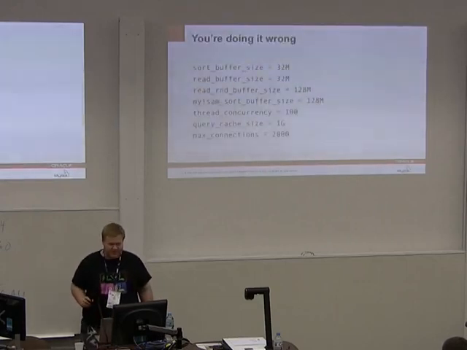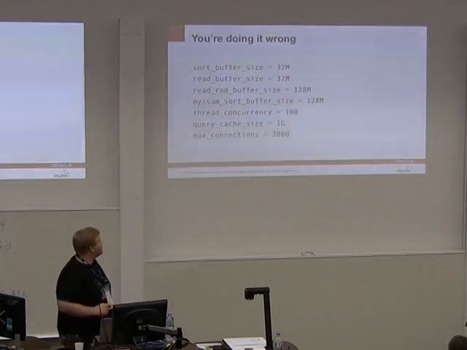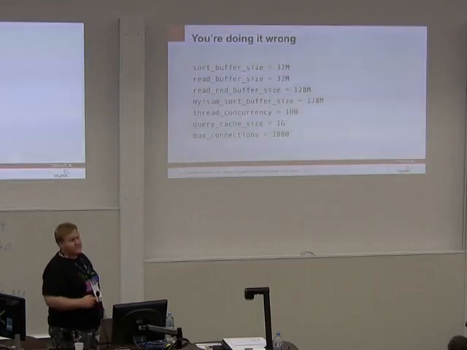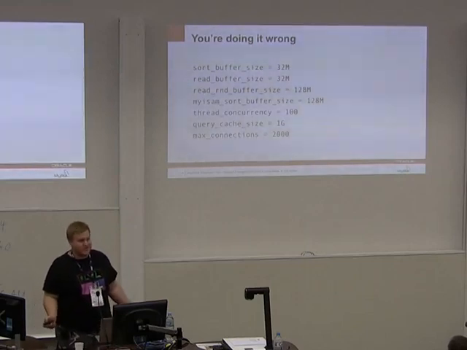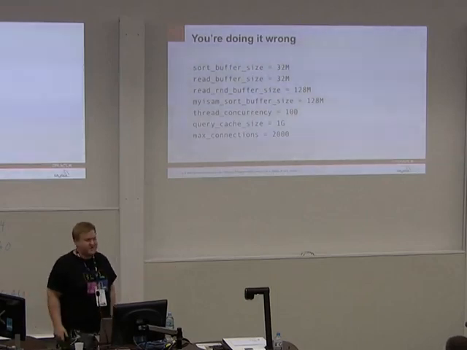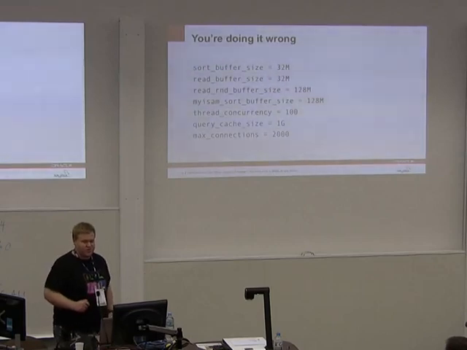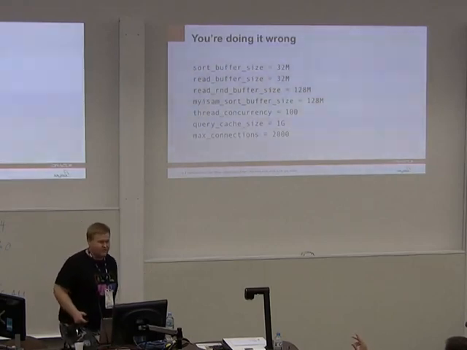This is an example of a configuration file I've seen in the wild. You may not know what any of these numbers mean yet. But the default values for most of these things are in the kilobytes, maybe 128 kilobytes or 256 kilobytes. And they've gone through and thought, well, 32 megabytes sounds good, 128 megabytes must be good, 2,000 maximum connections, what could go wrong? If you see this in your configuration file, there's a good chance that you're probably not doing it right. And now we're going to talk a little bit about what we should set those to.